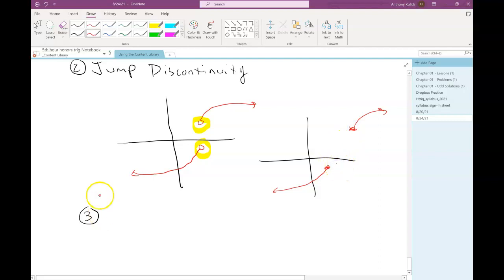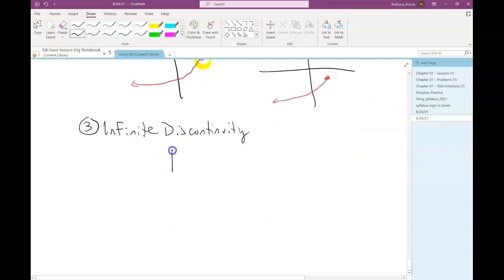The last one is called an infinite discontinuity. And basically what we're talking about here is like a vertical asymptote. I want to be clear when I say this that not all vertical asymptotes are infinite discontinuities, but all infinite discontinuities are vertical asymptotes.